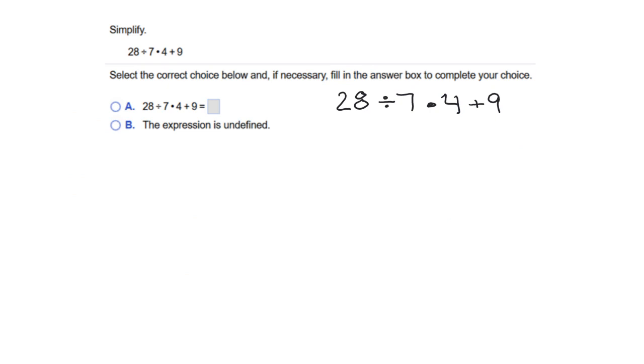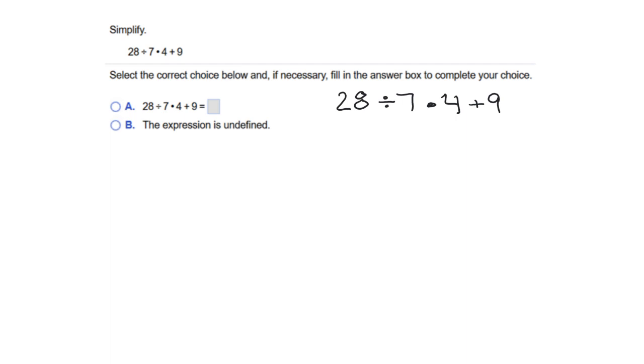Now that we have reviewed order of operations, let's look at our first problem. It says simplify 28 divided by 7 times 4 plus 9. The first thing I'm going to take a look at on this expression is, it's called an expression because it is made up of numbers and operating symbols. It does not have an equal sign. So therefore, this is called an algebraic expression or just an expression.